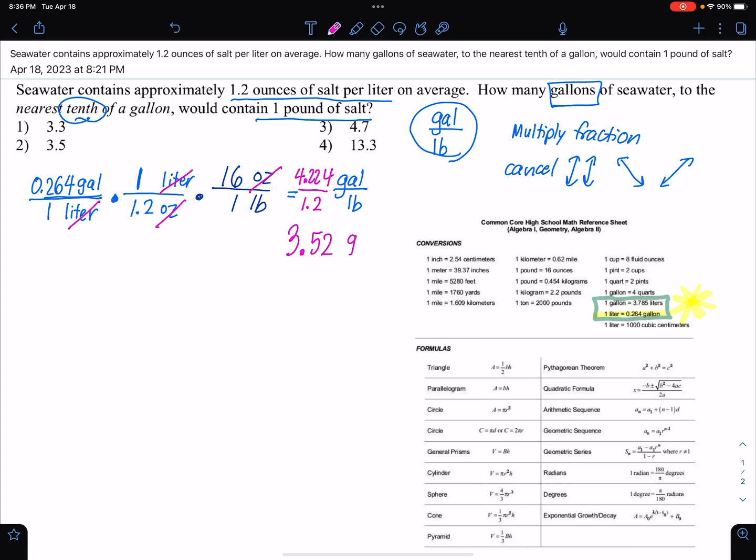Now remember, the goal was gallons per pound, but going back to the question, it says nearest tenth. This is the decimal point. This is the tenths place. You look at the next door neighbor. The next door neighbor is not 5 or more, so this stays as 3.5 gallons per pound, which is multiple choice 2.